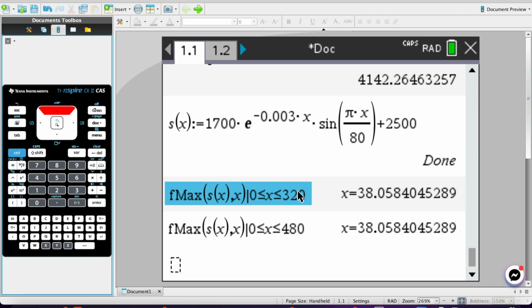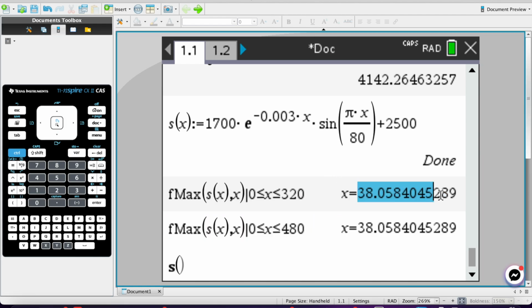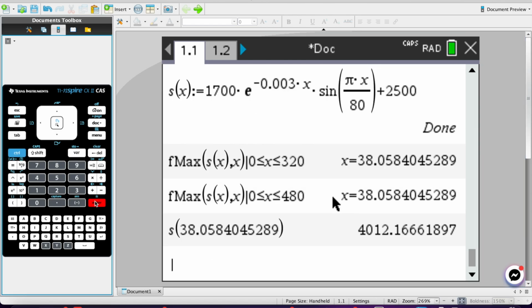So our first one is 38.058. And our y value, or our s value, is 4012.